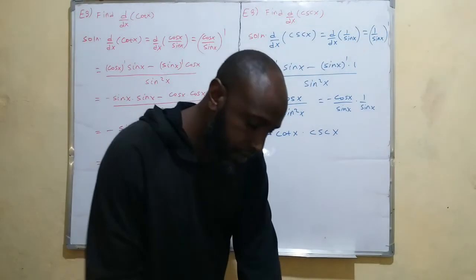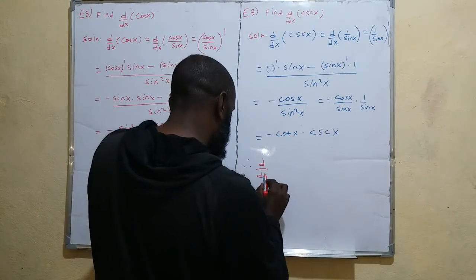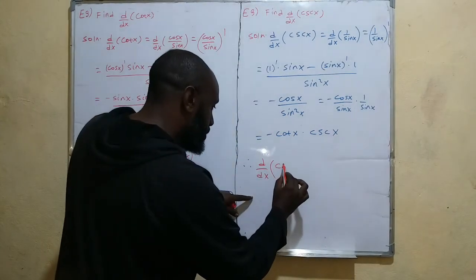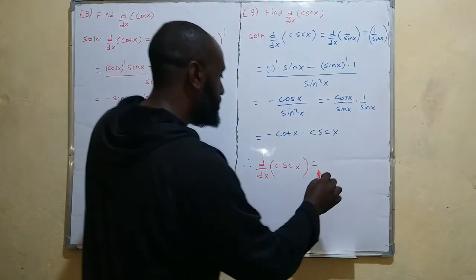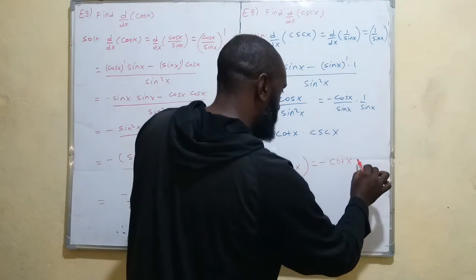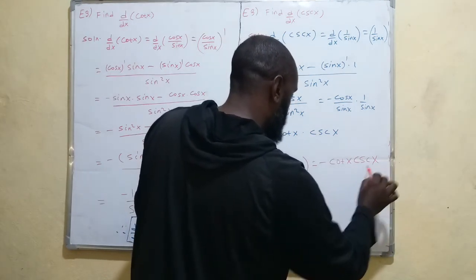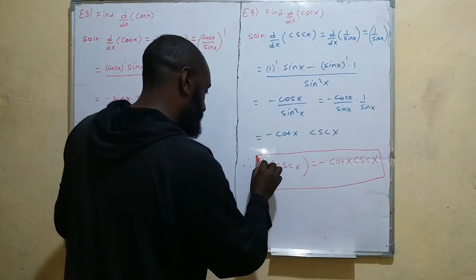Hence, we have got the derivative of cosec x is equal to minus cot x cosec x. This is the result.